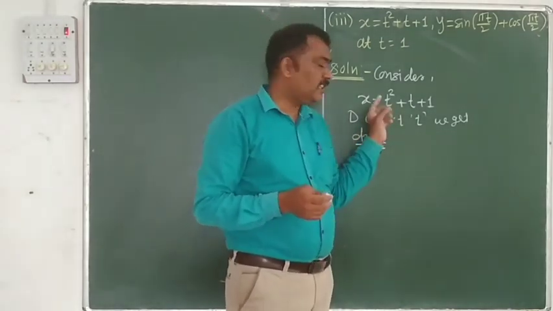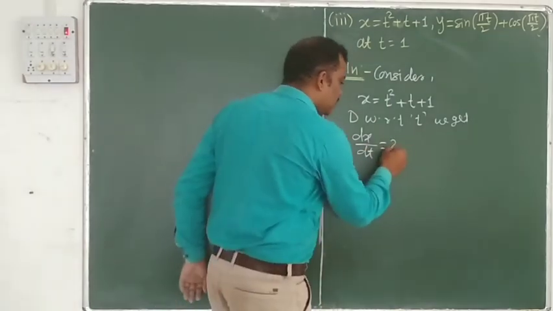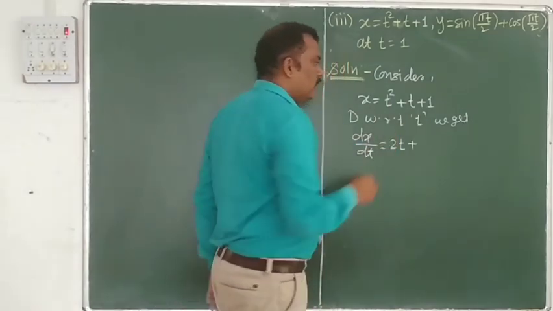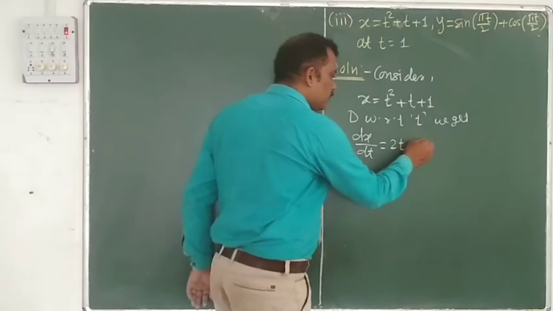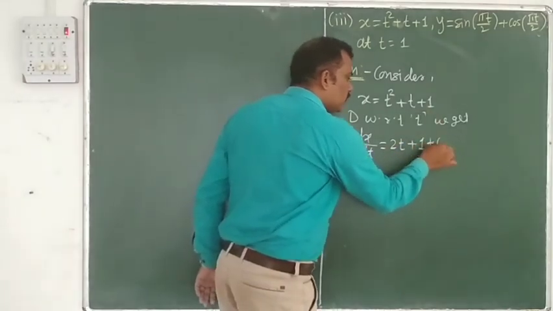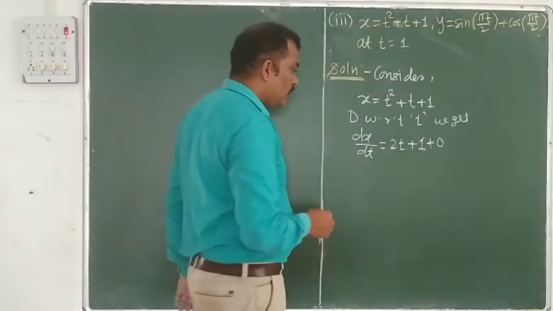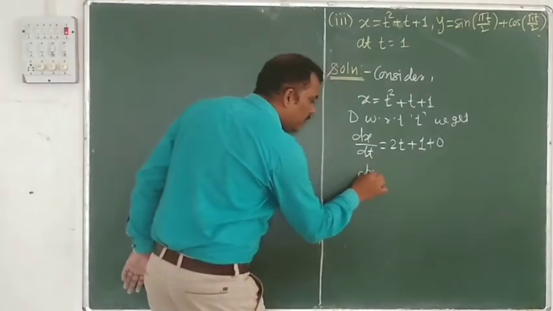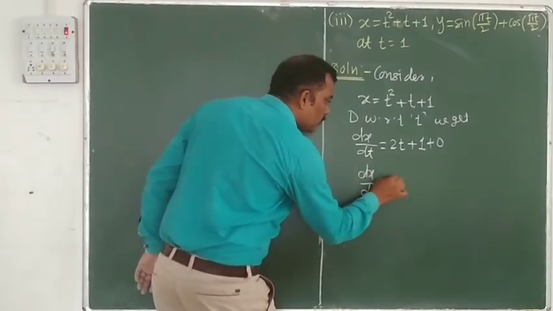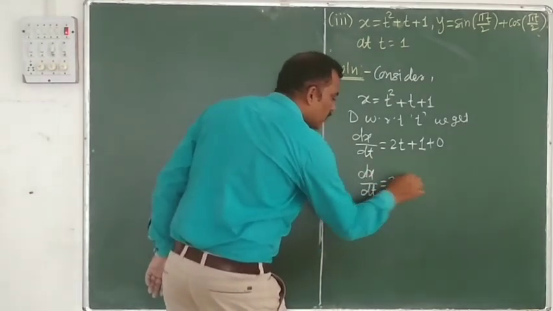Now check that. What is the derivative of t square? It is nothing but 2t. Plus, what is the derivative of t with respect to t? It is 1. 1 is a constant, so the derivative is 0. So we can write dx by dt is equal to 2t plus 1.